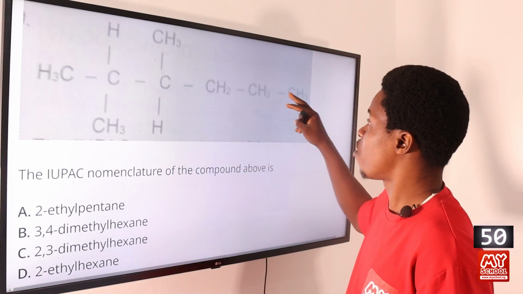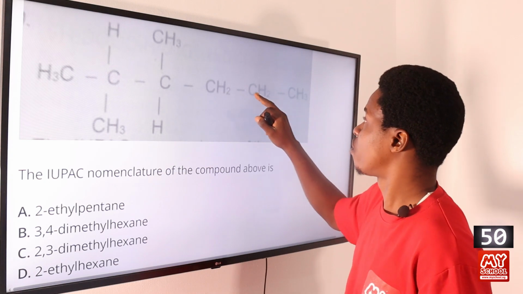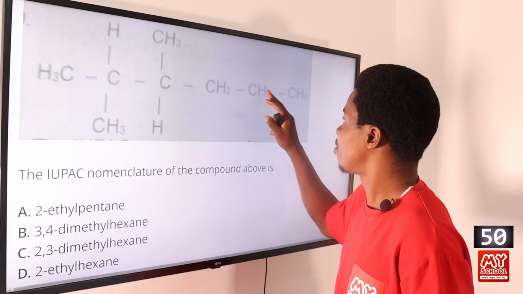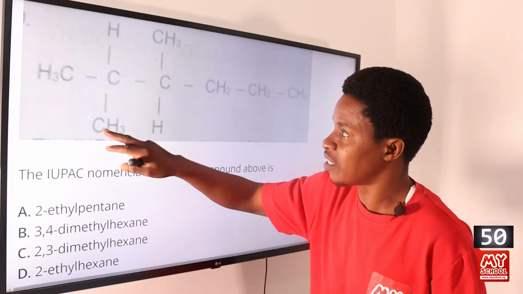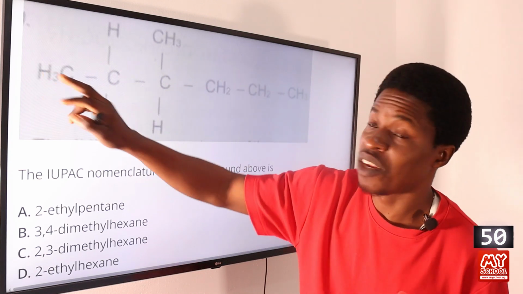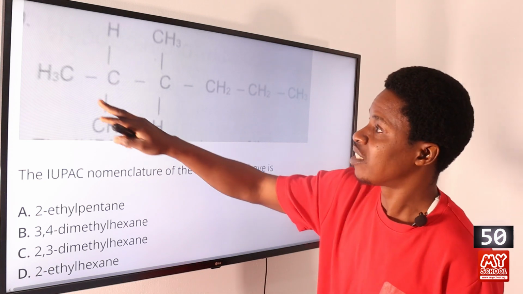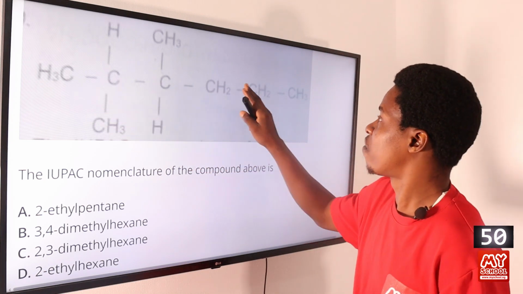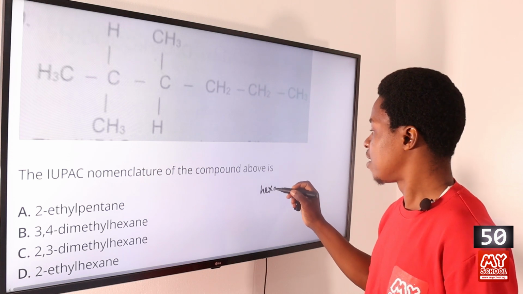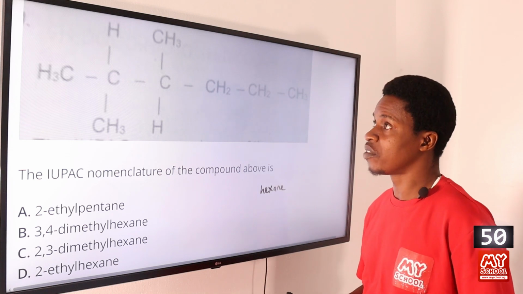If you count from here, 1, 2, 3, 4, 5. We could also have 1, 2, 3, 4, 5, 6. So whether you are going this way, or this way, or this way, the longest chain is 6. So let's just stick to one, the one that is 6. So let's take from here 1, 2, 3, 4, 5, 6. That is hexane. That's the parent name, hexane. We don't have a double bond there, so it's hexane.